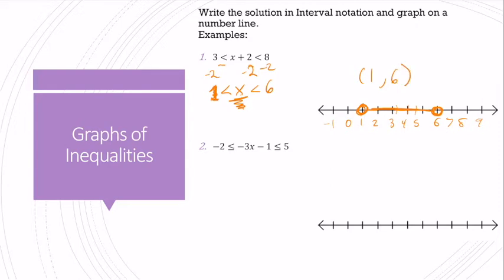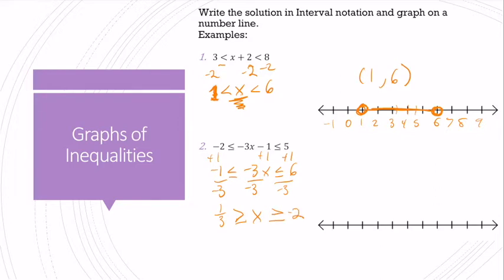Now let's try the next one: negative 2 is less than or equal to negative 3x minus 1, which is less than or equal to 5. I'm going to add 1 to the middle, to the right, to the left. I get negative 1 is less than negative 3x, which is less than or equal to 6. Then I divide both sides by negative 3. Whereas before we flipped the sign once, now I've got to flip two signs. So I have a positive 1/3 is greater than or equal to x, which is greater than or equal to negative 2.